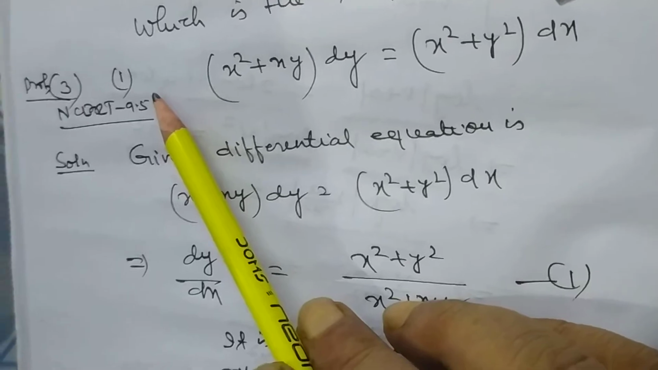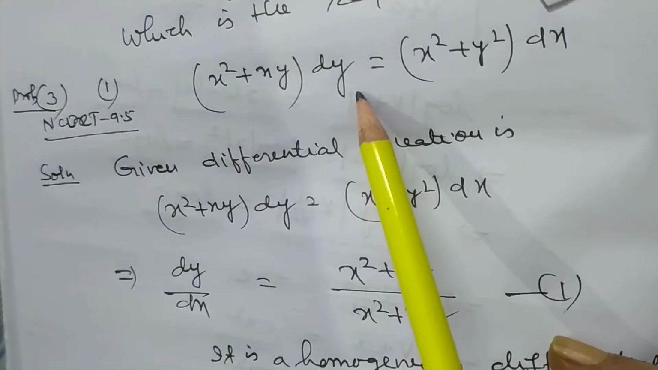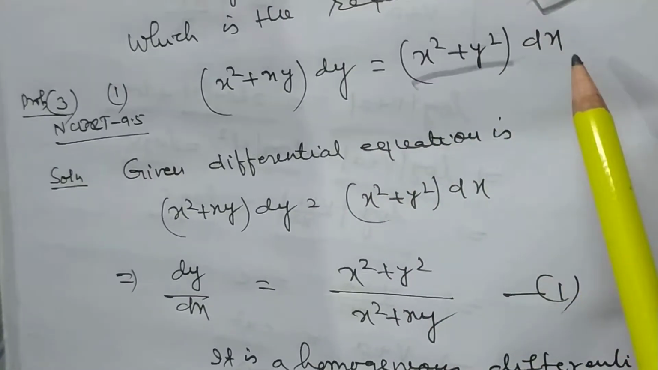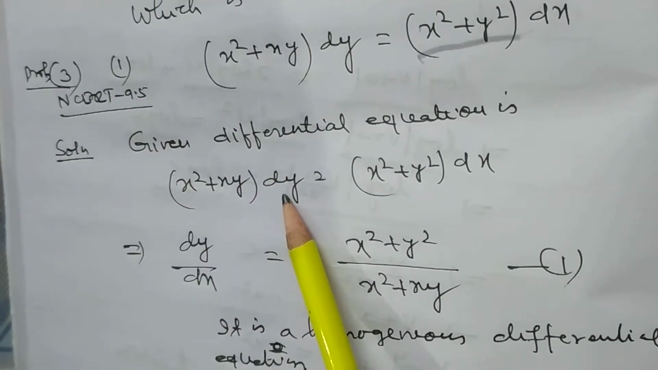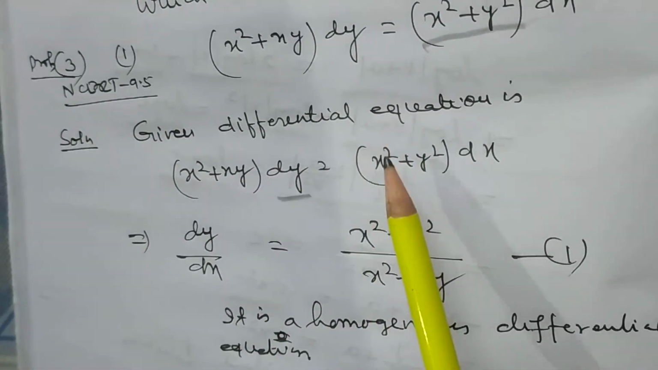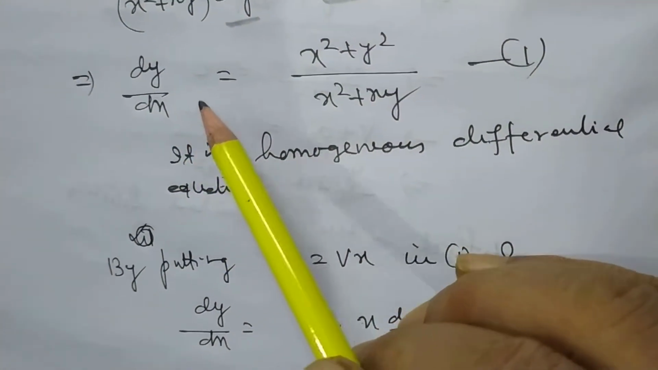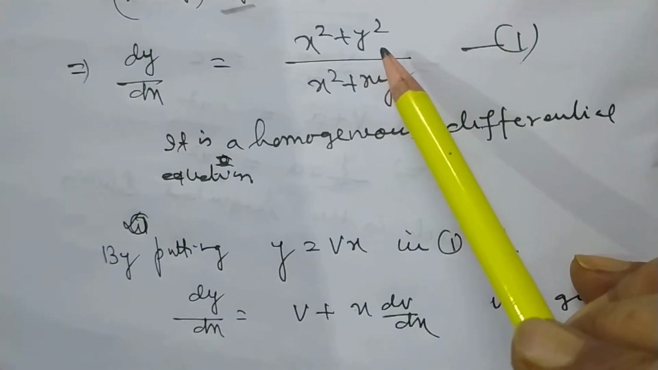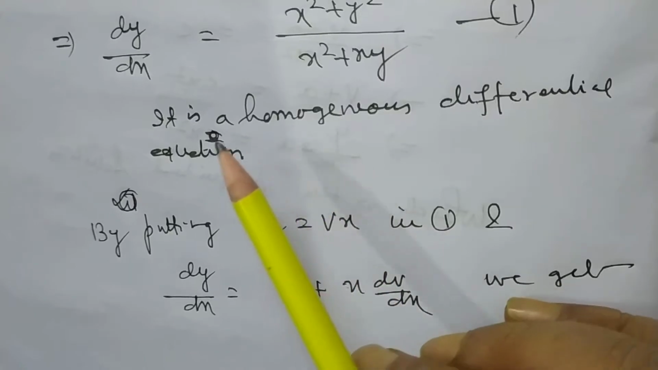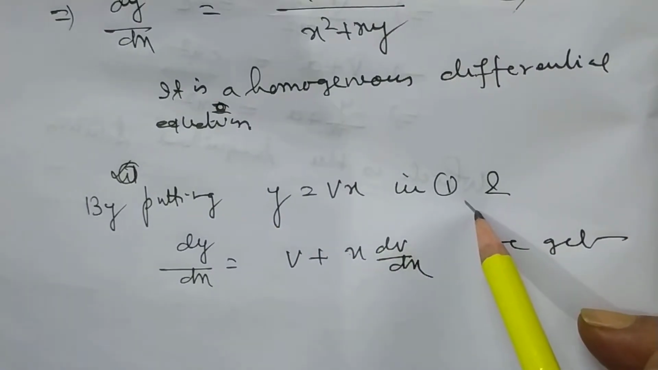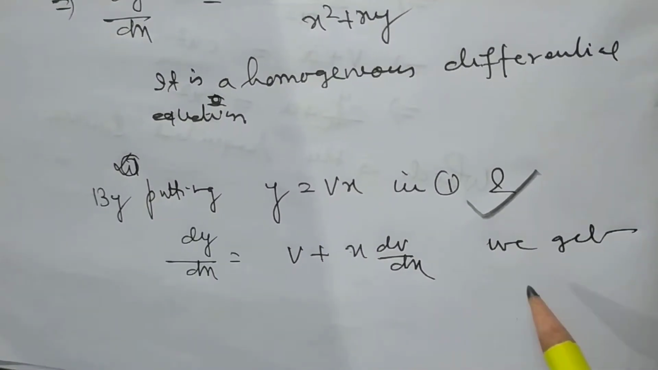So now my dear student, problem number 3, and problem number 1 of NCERT 9.5: (x² + xy) dy = (x² + y²) dx. Given differential equation is (x² + xy) dy = (x² + y²) dx. So dy/dx = (x² + y²)/(x² + xy). It is a homogeneous differential equation. By putting y = vx in the first equation, we get dy/dx = v + x dv/dx.